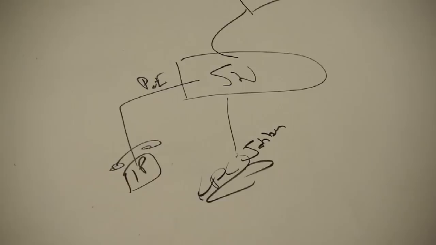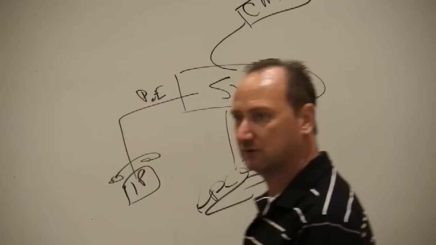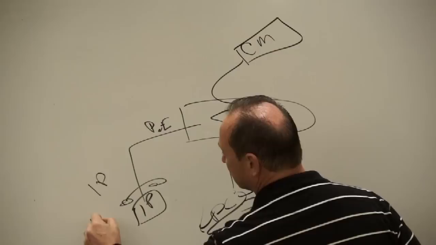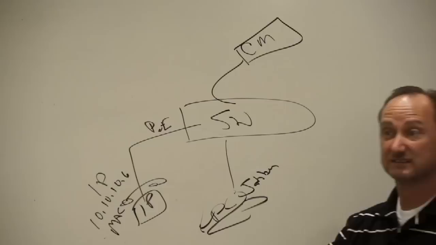What's the service? It's called Communications Manager. Communications Manager is our service that this needs. Here's what happens. You plug this phone in. It goes out and gets an IP address, let's say 10.10.10.6. It's got a MAC address, an address that makes it unique, let's say MAC address A. It registers with Communications Manager.